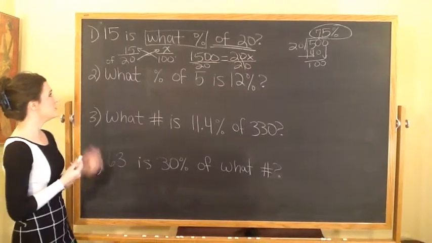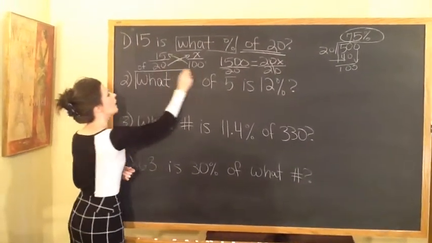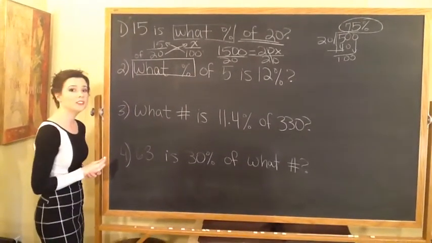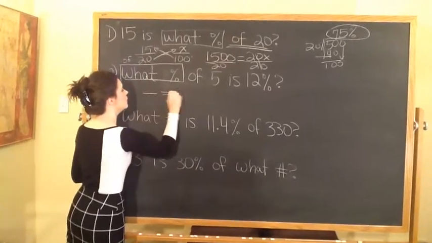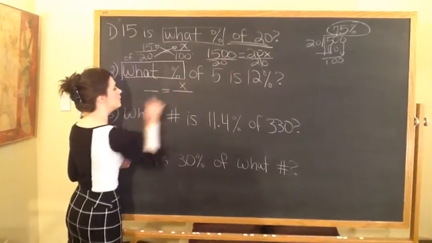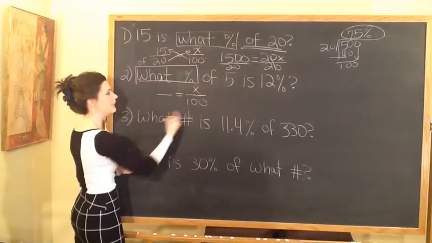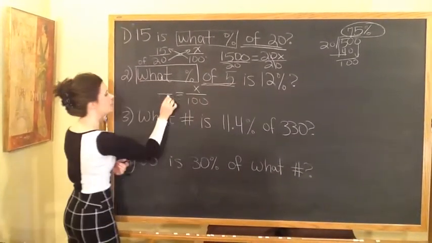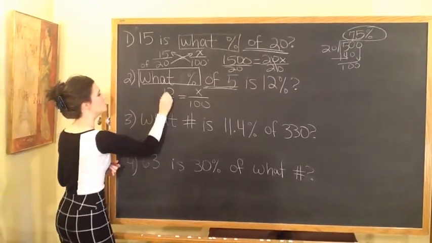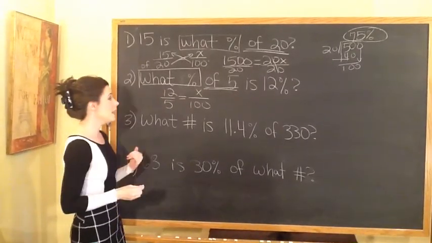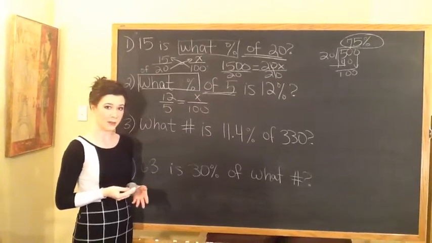Alright, so number 2, it says what percent of 5 is 12? So first of all, I see what percent, so I know that I'm going to be searching for my partial percent. I know I have two ratios, and I'm going to be searching for the numerator of the percents because that's the partial percent. So what percent of 5, so we know that 5 is in the denominator, is 12. So 12 is going to be in our numerator. So now we know we have it set up correctly. So let's go ahead and do some cross multiplication and then solve for our missing variable.